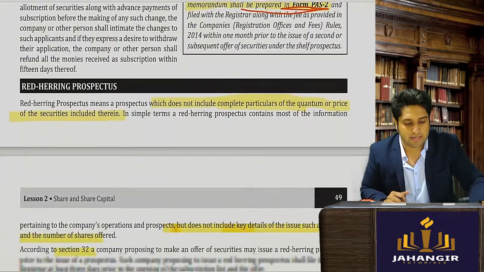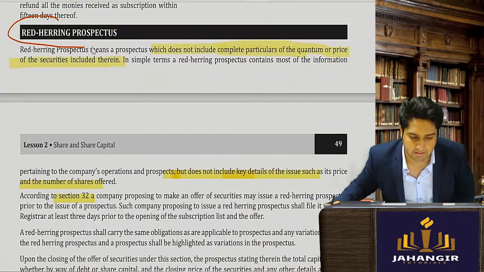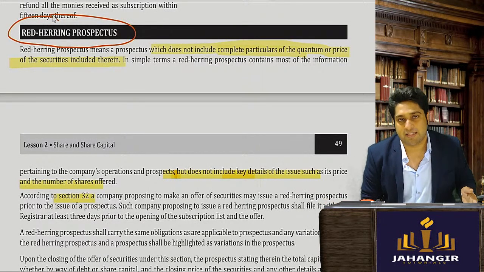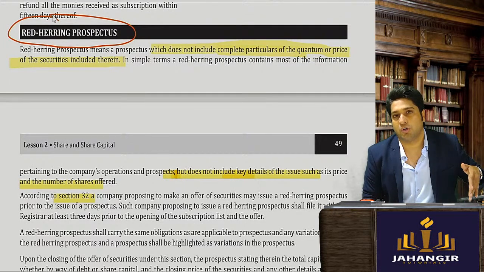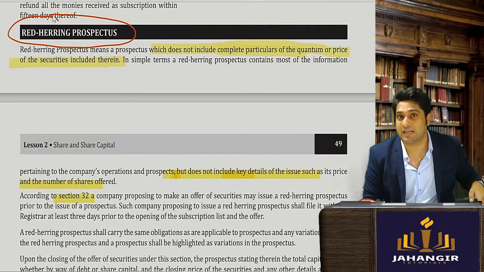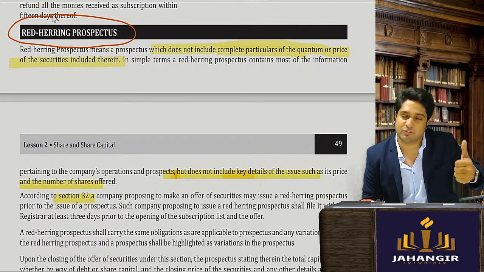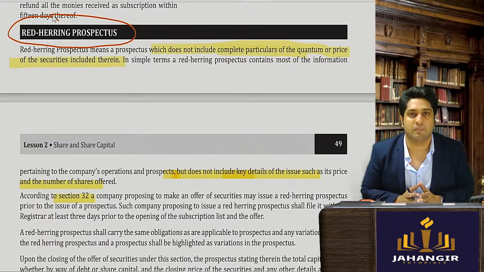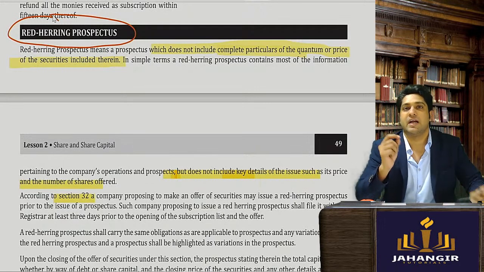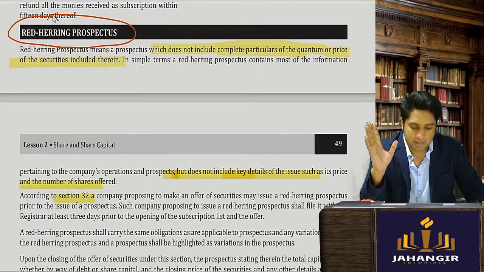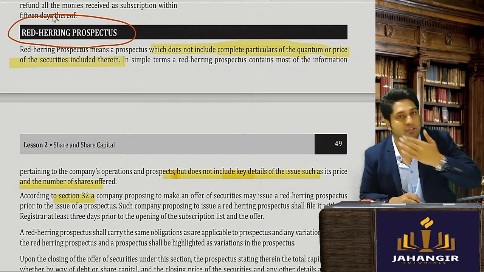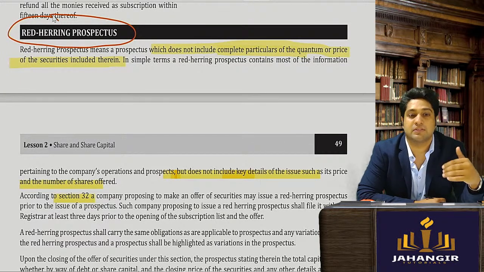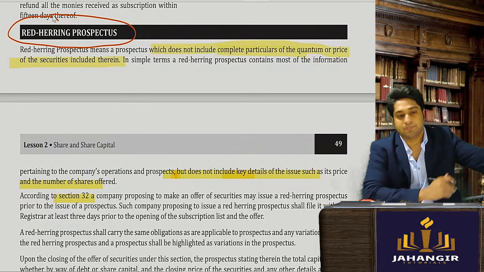Now quickly moving ahead to the next type of prospectus. That's your red herring prospectus. Now red herring prospectus is a prospectus issued to the public which does not contain the complete details of the price of the securities or the number of securities issued. Then why do you issue the red herring prospectus? It is issued to give a price band. Now pay attention. Why is it called a red herring? Because the first company that brought this prospectus was named Red Herring.